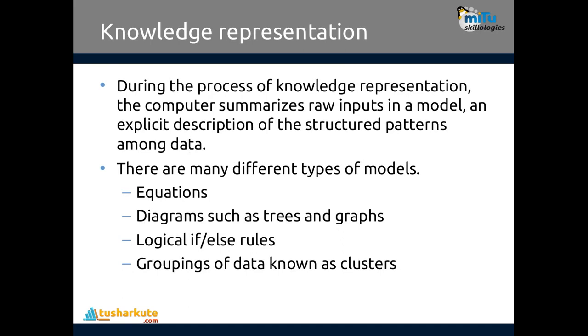Now, in machine learning techniques, knowledge representation is done by different models. During the process of knowledge representation, the computer summarizes the raw input in a model, an explicit description of the structured patterns among the data. There are many different types of models. Some algorithms have only equations, so they are represented in the form of equations. Some algorithms represent the data in the form of diagrams, like trees and graphs. Some algorithms contain logical if-else rules: if this then that, else that. In this way, knowledge is represented. Or some algorithms perform operations in the form of grouping of data, called clustering. So these are the knowledge representation ways that machine learning techniques use. When we look at the machine learning algorithms, I'll show how exactly this knowledge is represented, in what format the knowledge is represented by the algorithm.